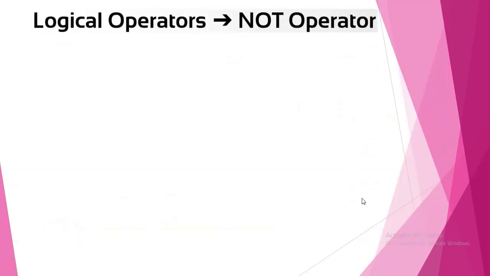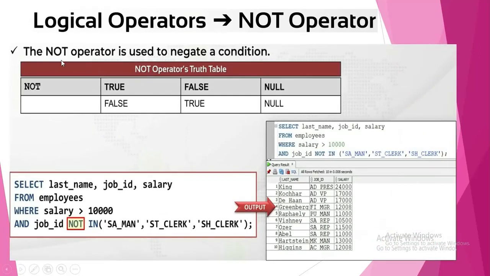Logical operator NOT. The NOT operator is used to negate a condition. You can observe this table, and below it is one query: select last name, job ID, salary from employees where salary is greater than 10,000 and job ID not in SA_MAN, ST_CLERK and SH_CLERK. So this is the result you will get. Here we use the AND operator and also the NOT operator. So this is what the NOT operator specifies.